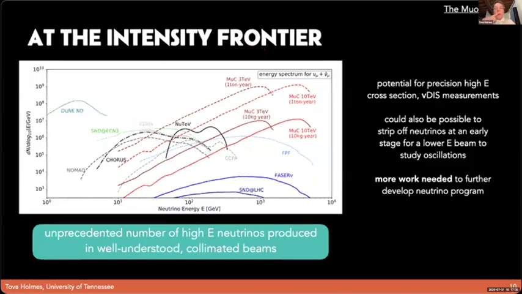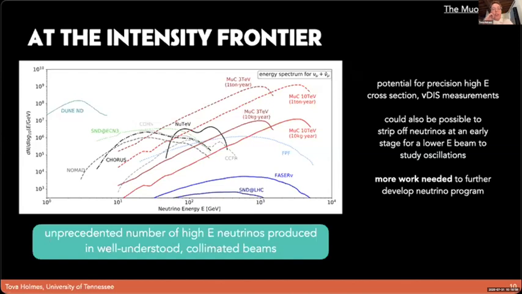Okay, that's sort of the interest in the energy frontier, but with the energy frontier comes a really incredible foray into the intensity frontier. So here in this plot, you can see the unprecedented number of high energy neutrinos that would be produced in well understood collimated beams that could be detected with a pretty modestly sized muon collider detector, a standalone neutrino detector.